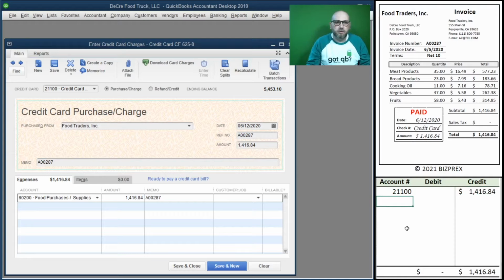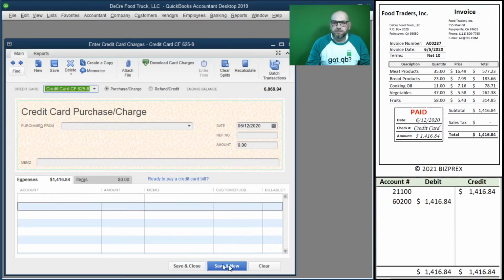What else is happening here? Our expenses go up as well because we're spending some money on food that we will prepare for our customers, and therefore our expenses go up. Again, our debits and credits are in balance. We know this is our debit right here, this is our credit. All right, we're good to go. Let's continue. Save and new.